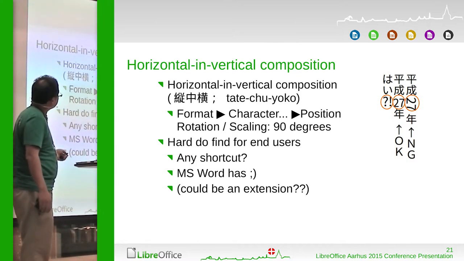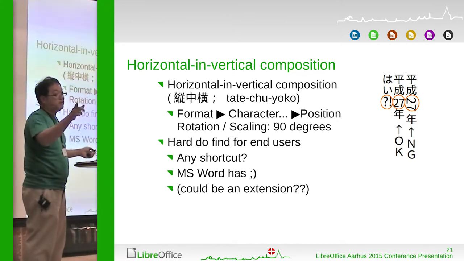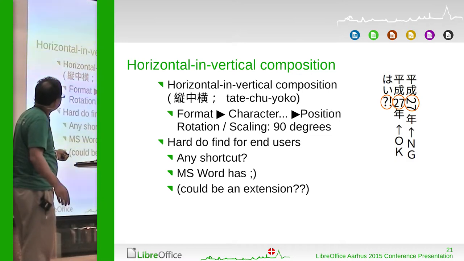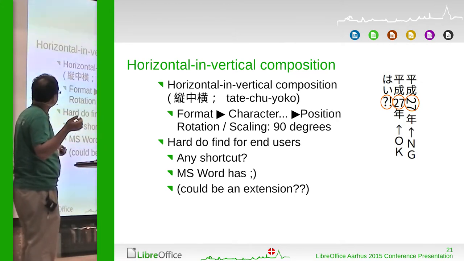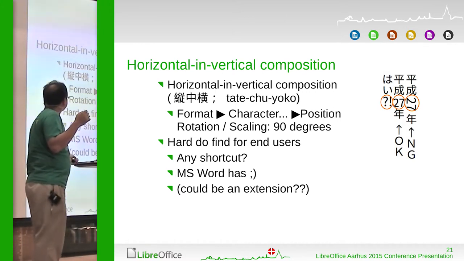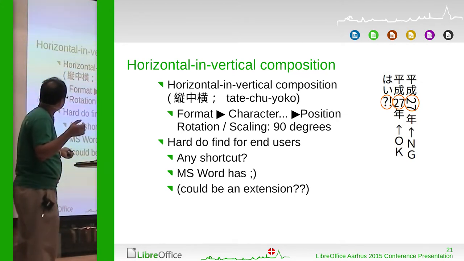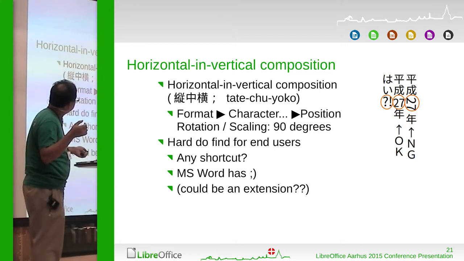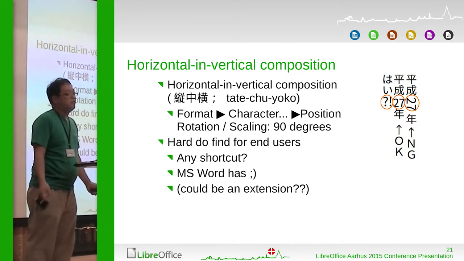As I said, most Western characters should rotate in vertical writing mode, but in just two characters, for example numbers or something, we use horizontal in vertical composition. We call it tate chūyoko. Of course, we can do it with format character position, rotating and scaling 90 degrees. So I can just rotate this. It's okay, but it's a little bit hard for the end user to find.